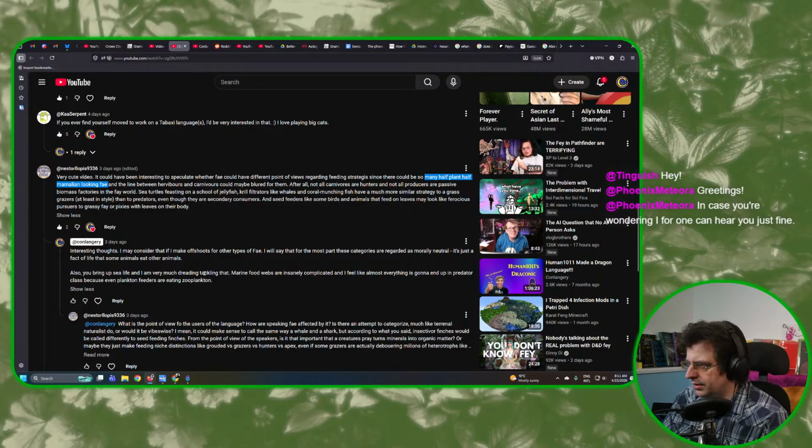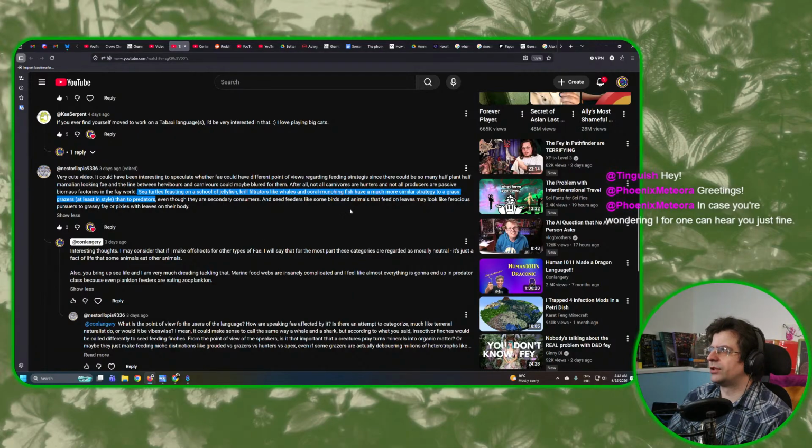I mentioned in my own reply that the sea is complicated, right? But I think actually the examples that they are giving, sea turtles feasting on a school of jellyfish, coral filtrators like whales, and coral munching fish, have a very much more similar strategy to grass grazers, at least in style, than to predators. Yes, I would say that, but at the same time, sea turtles that primarily feed on jellyfish and whales that eat krill through filter feeding, they are still predators. Their primary food source is from killing heterotrophs, right? So those are not as ambiguous as you might think.